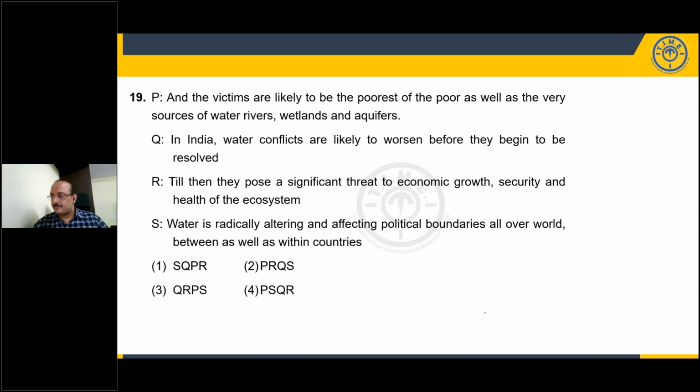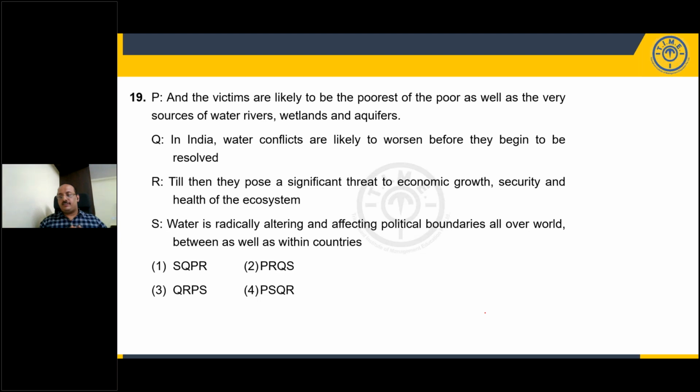19th one. And the victims are likely to be the poorest of the poor, as well as the very sources of water, rivers, wetlands, and aquifers. So the victims would be extremely poor people and the sources of these rivers. In India, water conflicts are likely to worsen before they begin to be resolved. Till then, they pose a significant threat to economic growth, security, health of the ecosystem. Water is radically altering and affecting political boundaries all over the world.